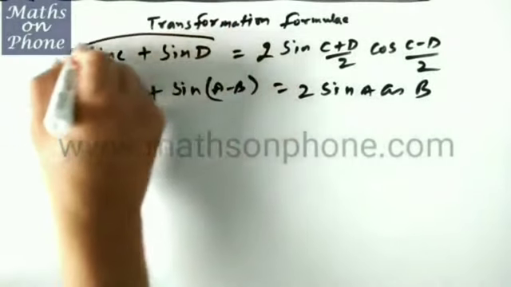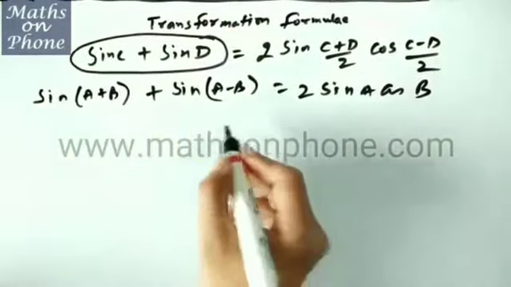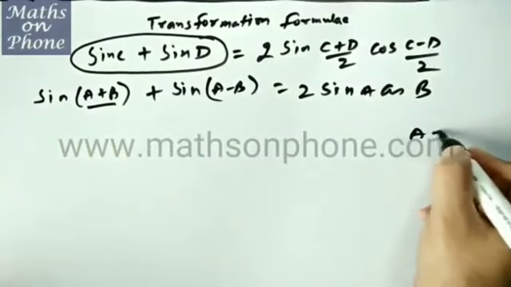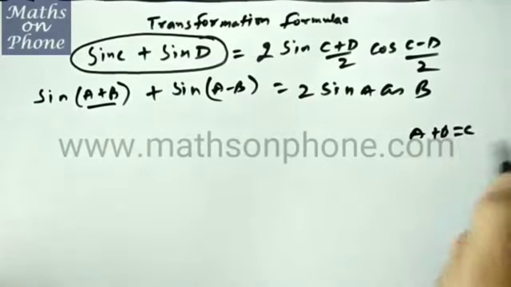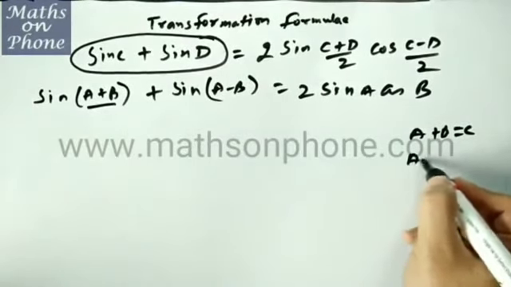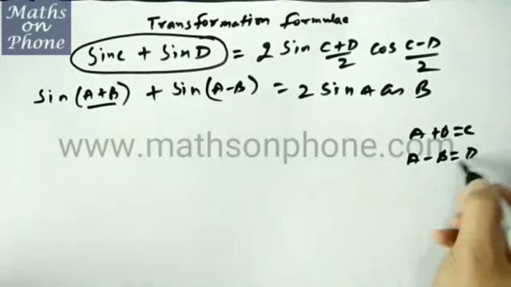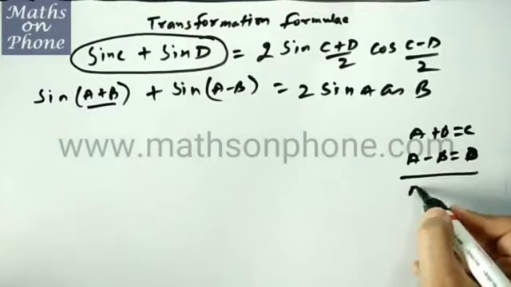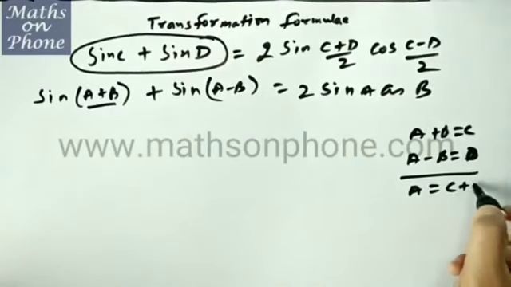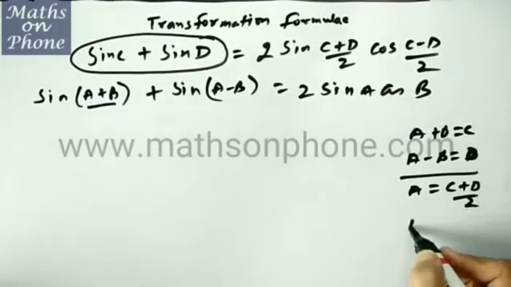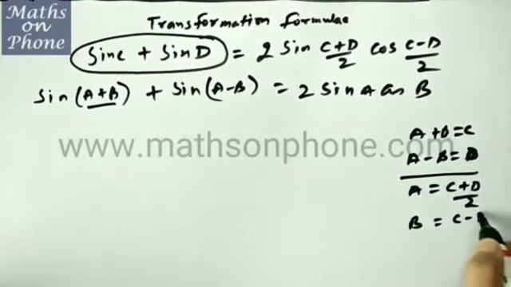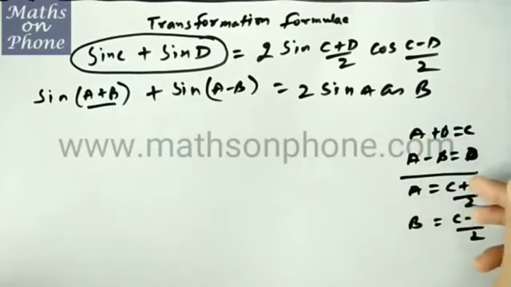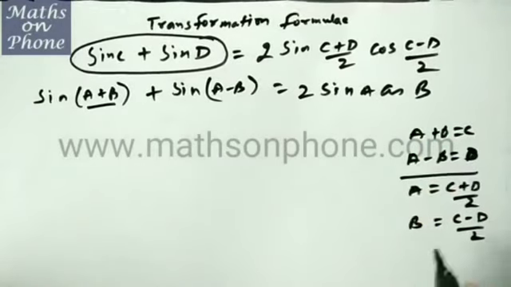Now we have to derive this formula, from where it is coming out. If I just take A plus B as C and A minus B as D, then solving them simultaneously, we are getting A is equal to (C plus D) by 2 and B we are getting (C minus D) by 2. You just add it up, B cancels out, 2A is equal to C plus D, so A is equal to (C plus D) by 2.